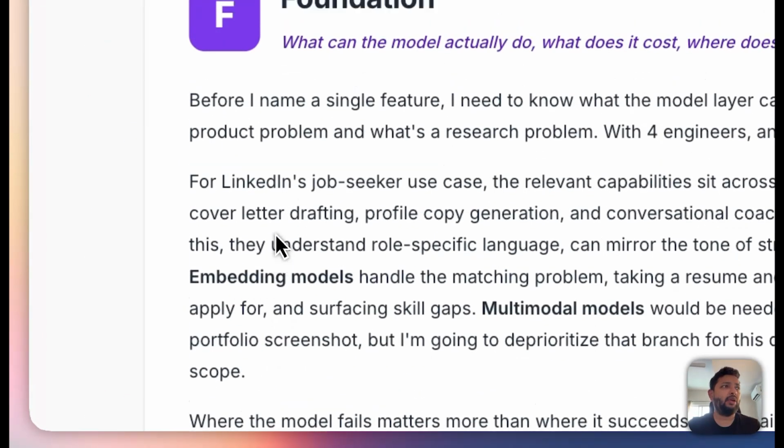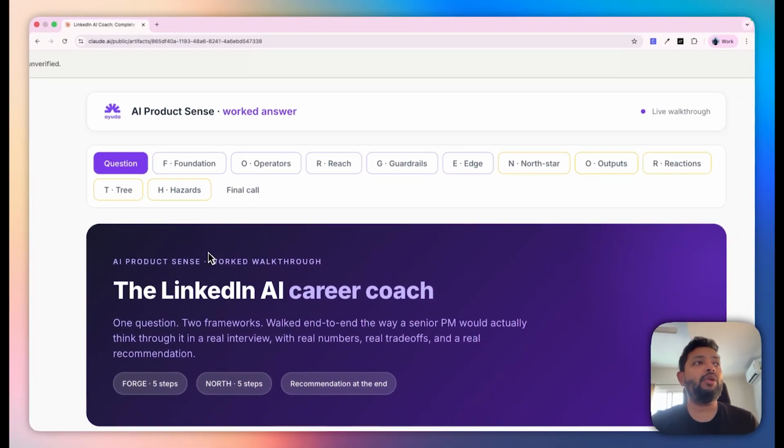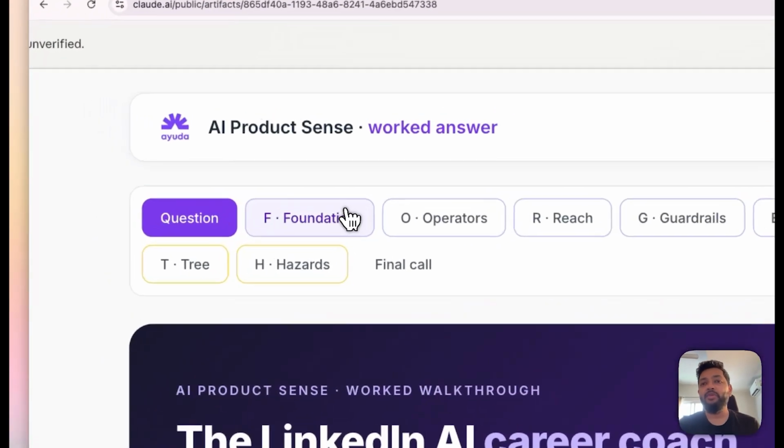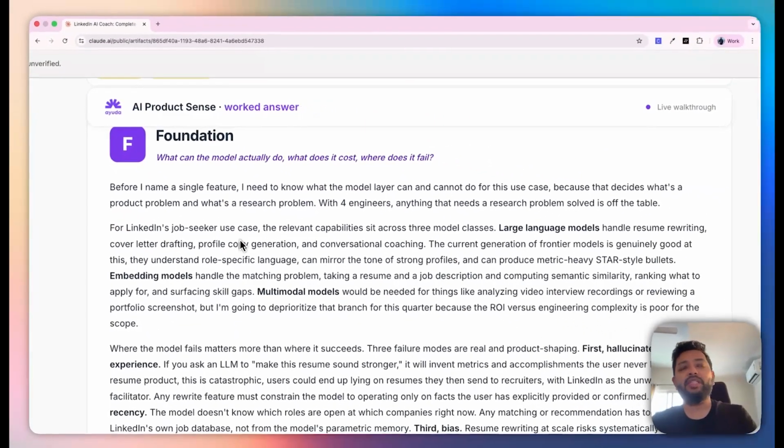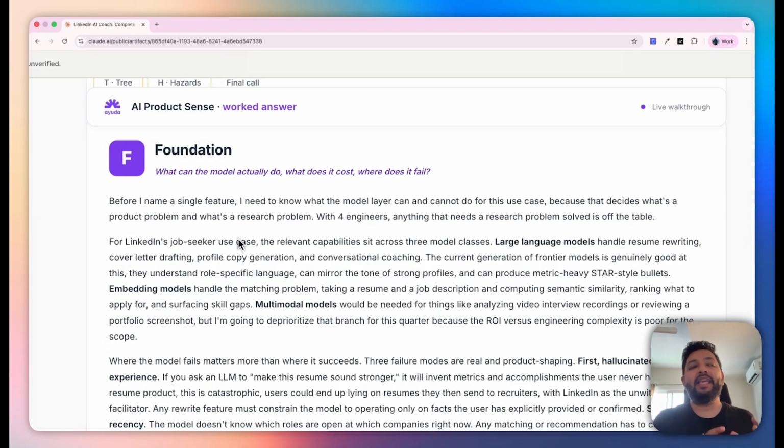The first thing we are going to understand is the foundation, where we set up the base by using clarifying questions. As you can see, I've solved the question here. I say, before I name a single feature, I need to know what the model layer can and cannot do for this case, because that is what decides if it's a product problem or a research problem. With 4 engineers, anything that needs research is off the table.